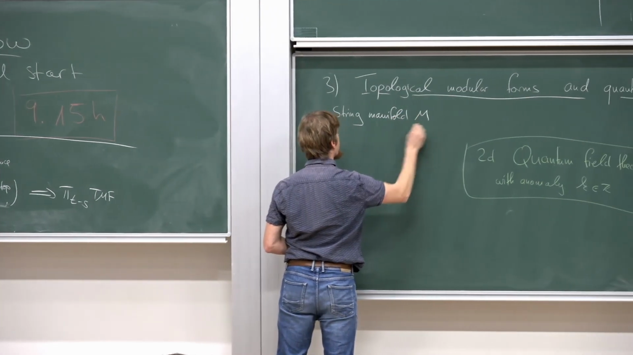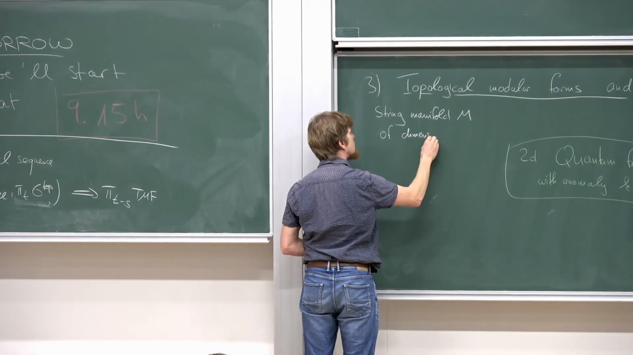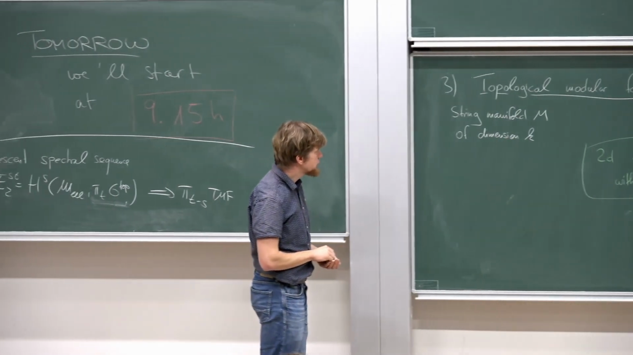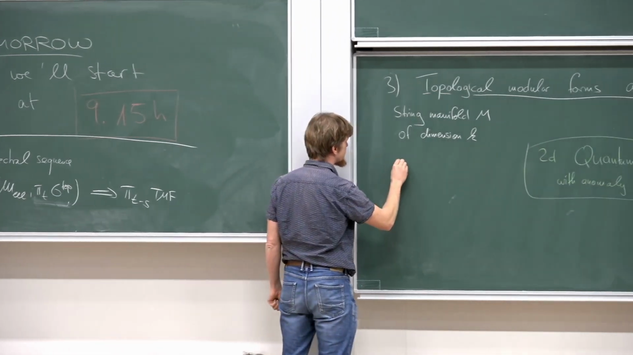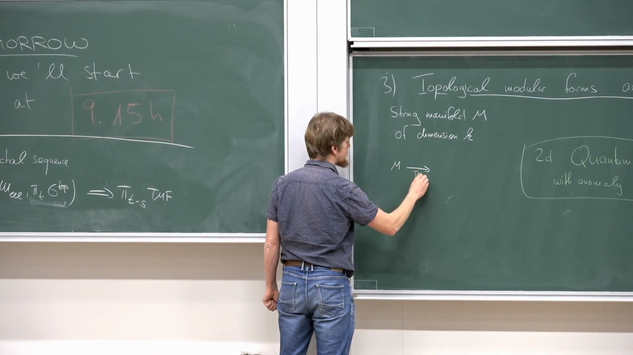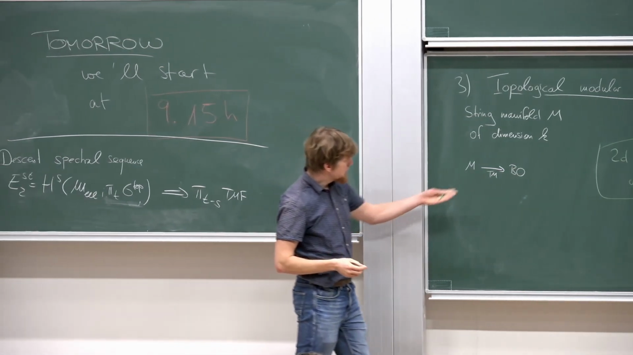So for example, say you start with a string manifold M of dimension k. For our purposes, if people don't know what a string manifold is: if you have a manifold, we have the tangent bundle, which is classified by a map to BO.